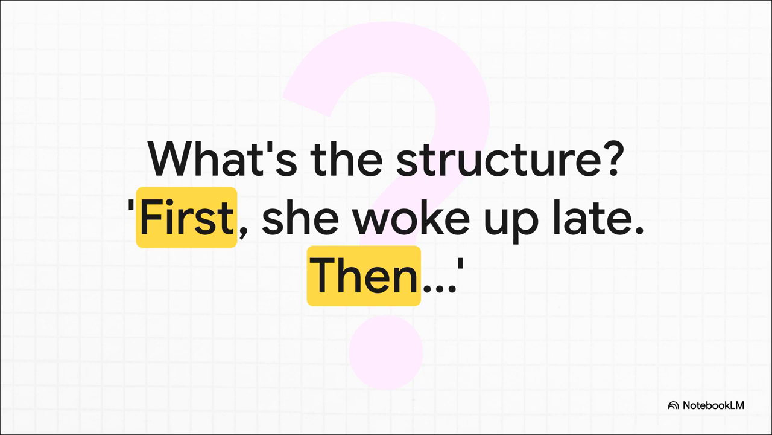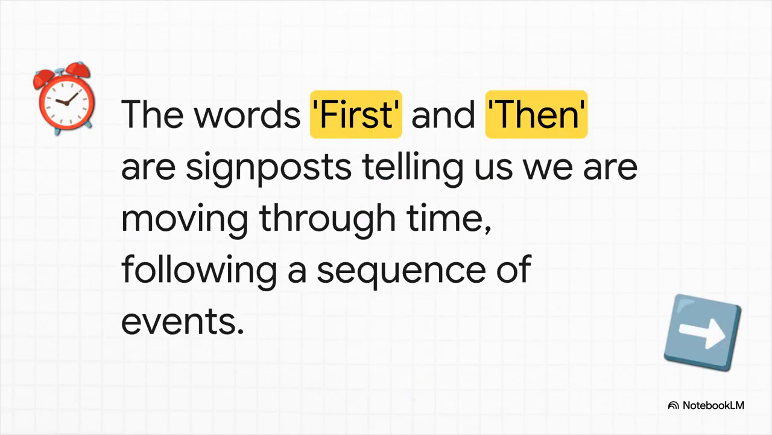First, she woke up late. Then she missed the bus. What's the structure here? Listen for those signal words we just talked about. Did you see them? And the answer is chronological. Of course. The words first and then are a total dead giveaway. They're like little signposts telling us we're moving through time. It's simple, it's sequential, and it's super easy to follow. That's the power of chronological order.